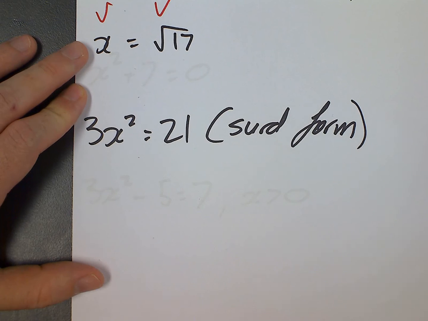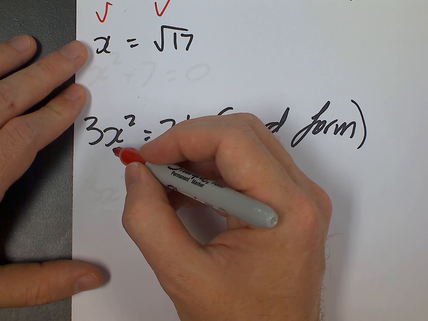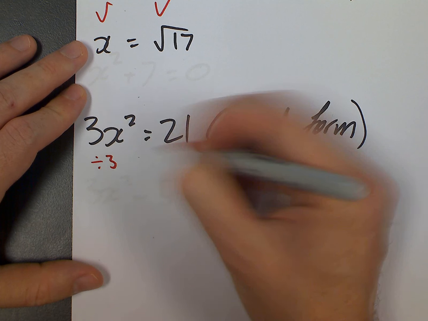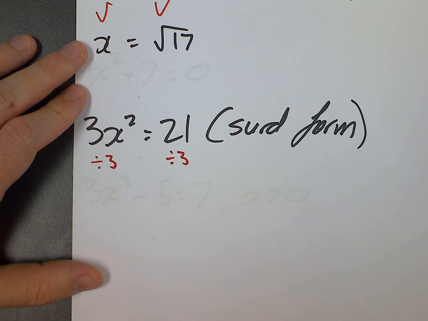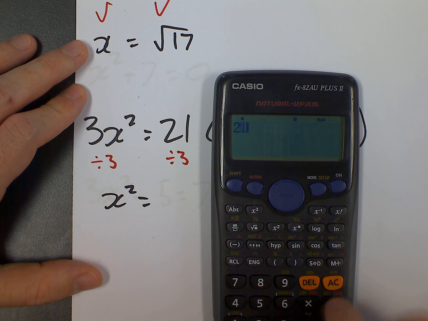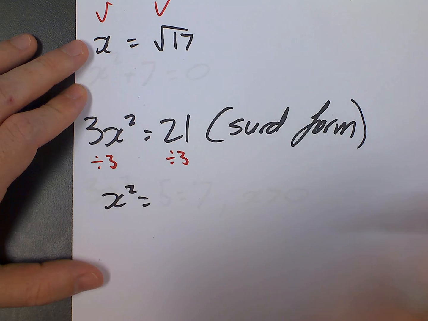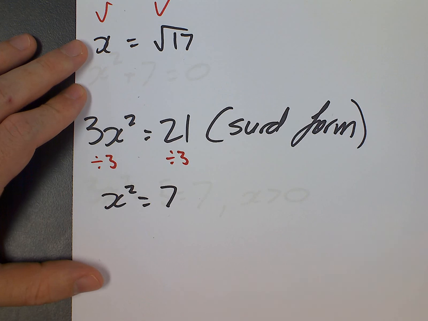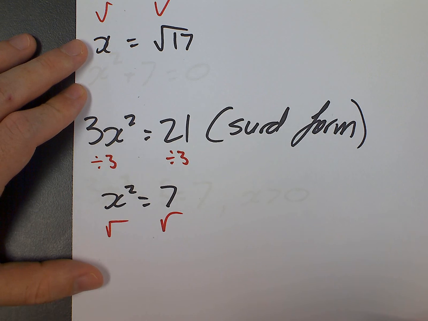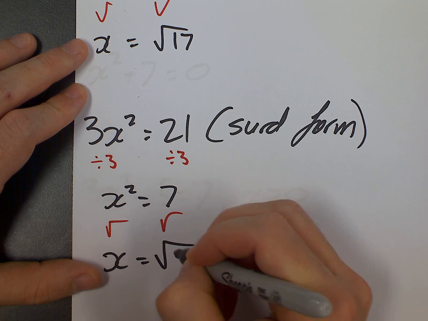Okay, this one, we want to get the x squared by itself before we square root it. So we're going to divide both sides by 3. My brain's a little fuzzy today, so I'm actually going to do that with my calculator. 7. I thought it was, but I wanted to check. And then I square root both sides. x equals the square root of 7.